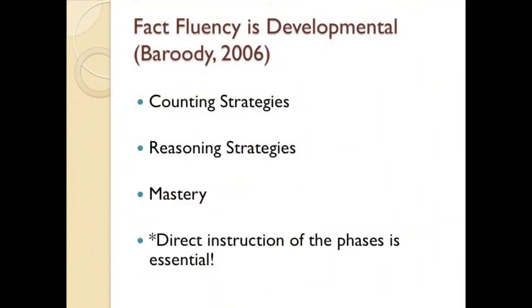One of the best practices I learned about in this article are the developmental phases of fact fluency. So all students start out with counting strategies. They're counting on their fingers, they might be counting objects, but they're counting on or counting back to add and subtract. And then students, once they have a good handle on that, can move on to the next phase, which is reasoning strategies. And with reasoning strategies, they can use what they know about math to help solve unknown problems.